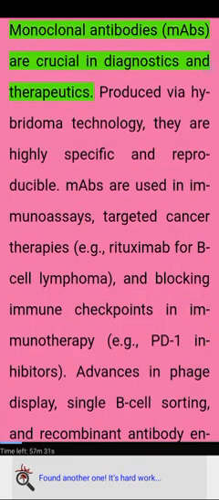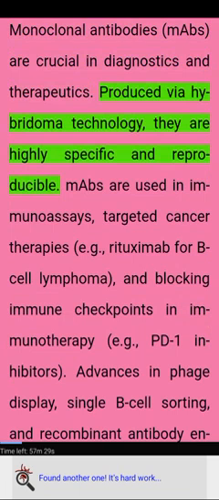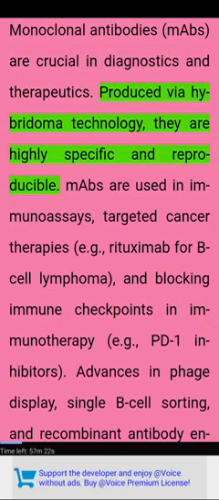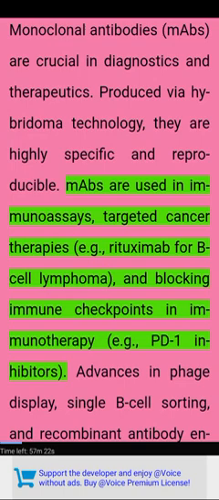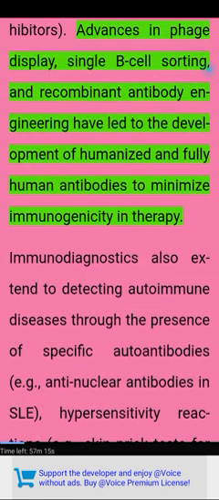Monoclonal antibodies (mAbs) are crucial in diagnostics and therapeutics. Produced via hybridoma technology, they are highly specific and reproducible. mAbs are used in immunoassays, targeted cancer therapies, e.g., rituximab for B-cell lymphoma, and blocking immune checkpoints in immunotherapy, e.g., PD-1 inhibitors. Advances in phage display, single B-cell sorting, and recombinant antibody engineering have led to the development of humanized and fully human antibodies to minimize immunogenicity in therapy.